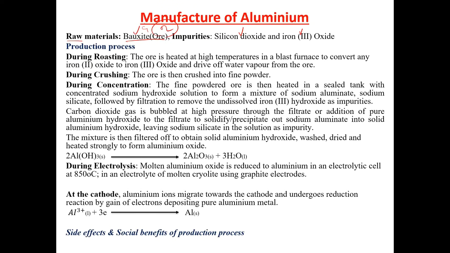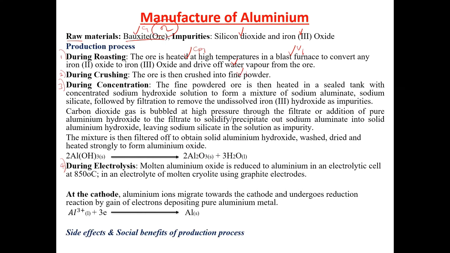So we have different stages. Number 1 is roasting. Number 2, crushing. Number 3, concentration. Then electrolysis. So it undergoes 3 stages. During roasting, the ore is heated. This is a chemical process at high temperatures in a blast furnace. This is a vessel, to convert any iron 2 oxide to iron 3 oxide and drive off water vapor. Then, during crushing, the ore is crushed into fine powder.